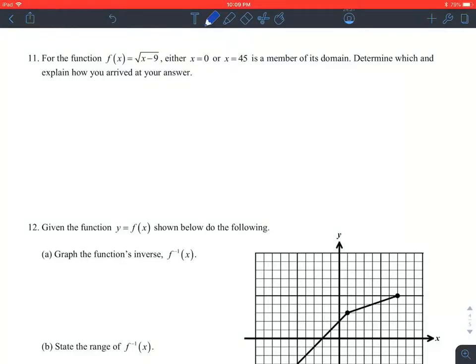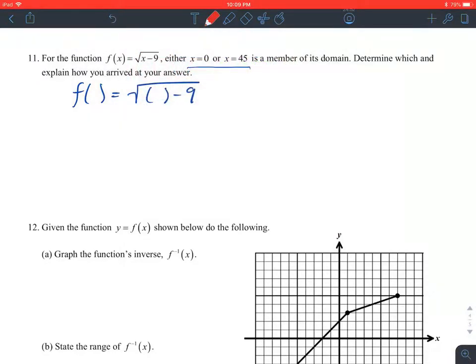Okay, in 11, we need to find out which one of those two values is a member of the domain. When it comes to function rules, when we're trying to think about the domain, we really only care about division by 0 and square roots of negative numbers. Fortunately, we're not being asked to find the domain itself. We're just testing to see which one of these will work. So all we have to do is substitute them into the function rule.